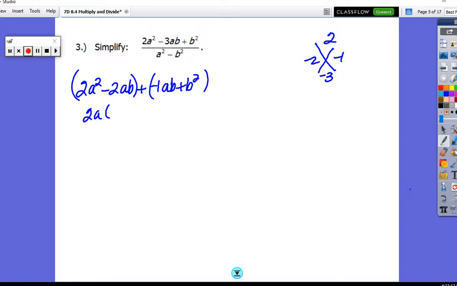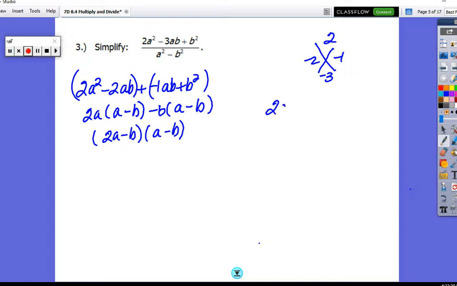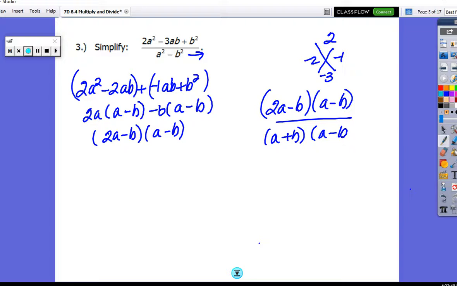Pull out a 2a. Pull out a negative 1. b, negative 1b. So that's going to leave me with 2a minus b, a minus b. All right, so I factor the numerator. Let's factor the denominator. That's a difference of squares. So that's going to be a plus b, a minus b.